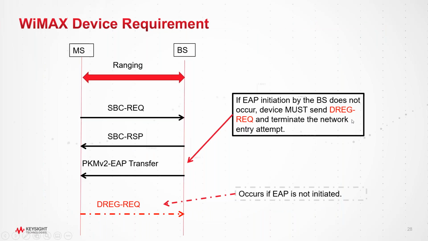So what do we do here? We know that we need a device requirement to fix this. And what we're saying is that it's imperative that the device reject this network if it does not either support authentication or it does not start the PKMv2 exchange. So that's how we fix this in WiMAX.